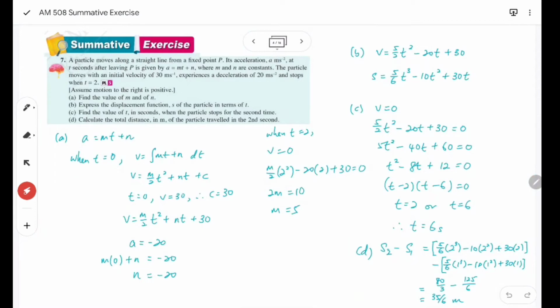Question number 7. A particle moves along a straight line from a fixed point P. Its acceleration a meter per second square at t seconds after leaving P is given by a equals to mt plus n, where m and n are constants. The particle moves with an initial velocity of 30 meter per second, experiences a deceleration of 20 meter per second square, and stops when t equals to 2. Assume motion to the right is positive. A, we need to find the value of m and of n.